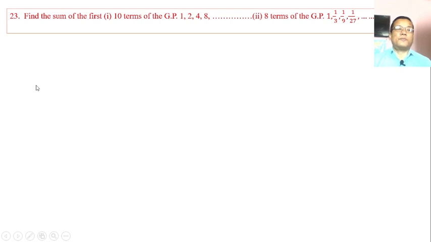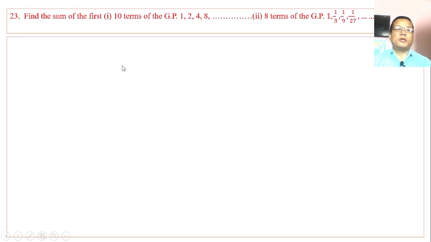Question number 23. Find the sum of the first 10 terms of the GP. The first term A is 1, the common ratio is the second term 2 divided by the first term, so we get 2. N is the number of terms, which is 10. We have to find S10.